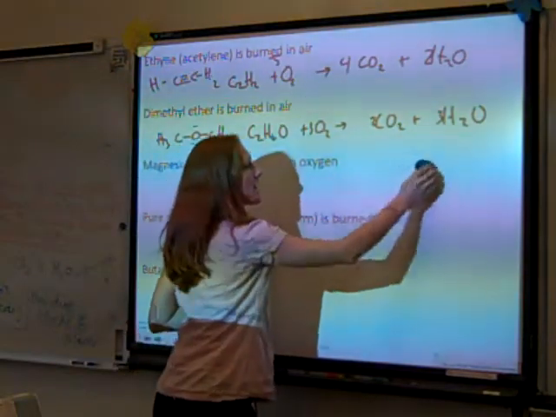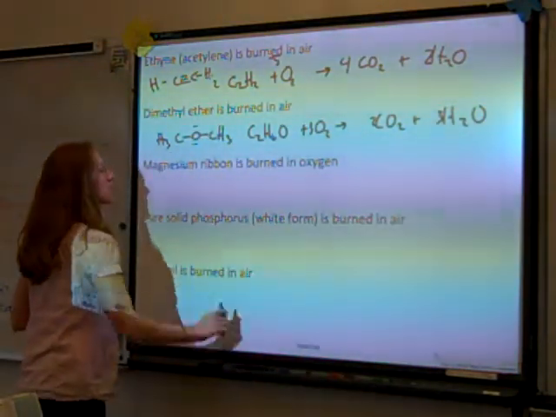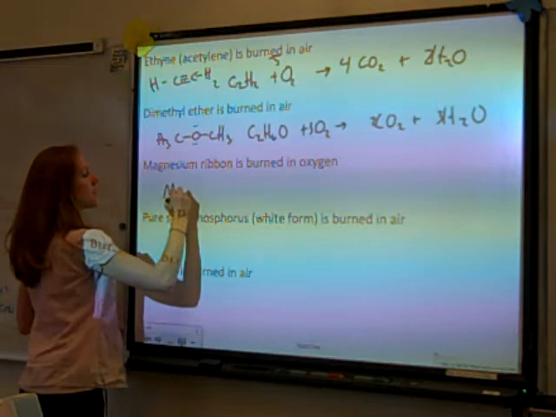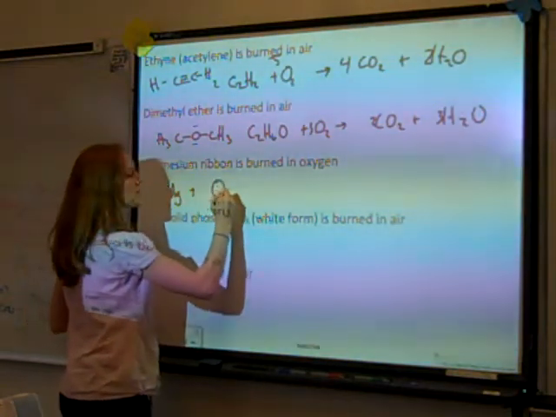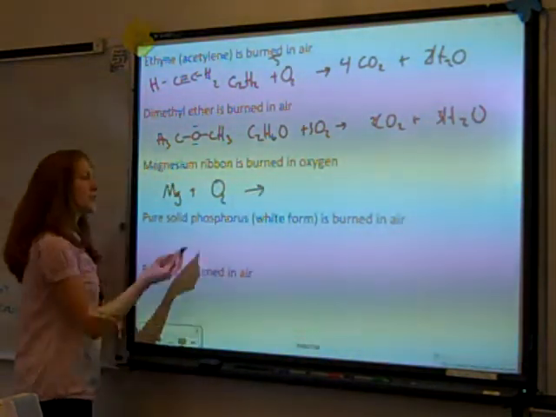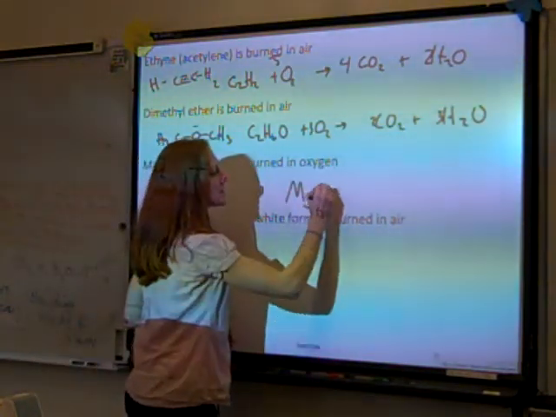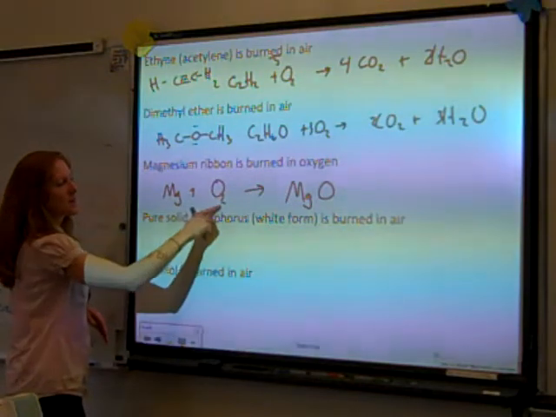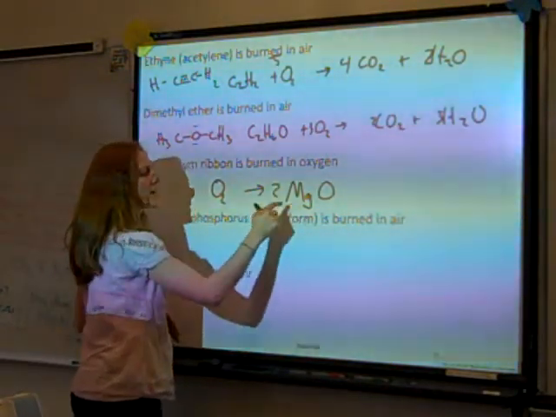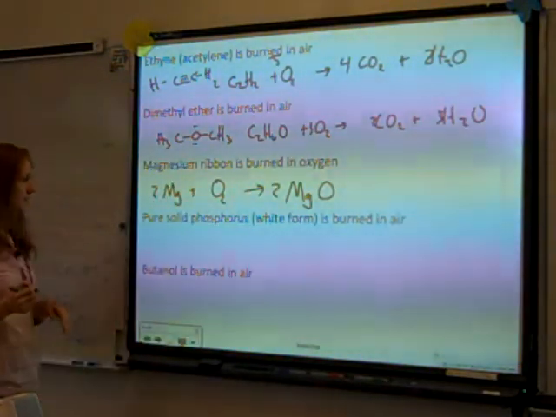The next one, I have magnesium ribbon as burned in oxygen. See, it's just a synthesis. Magnesium plus, don't forget oxygen's diatomic. Balance the charges. This forms a 2 plus, this forms a 2 minus, so their charges are already balanced, MgO. And then balance the equation. 2 O's on each side, 2 Mg's.